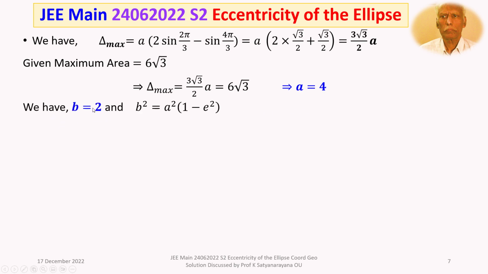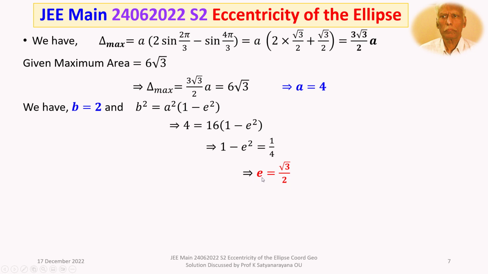We have b is equal to 2, which we have already seen in the beginning itself, and we have a formula b² is equal to a² into (1 minus e²), in which a is 4, b is 2. So substitute these values and we get 4 is equal to 16 into (1 minus e²). Then 1 minus e² will be equal to 4/16, that is 1/4. That will imply e² is equal to 3/4. Therefore, e is equal to plus or minus √3/2.